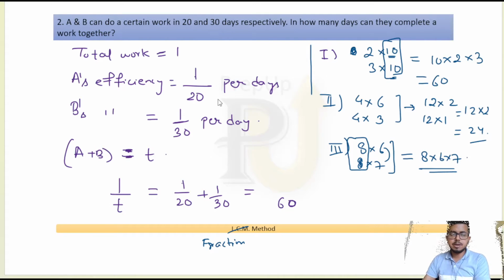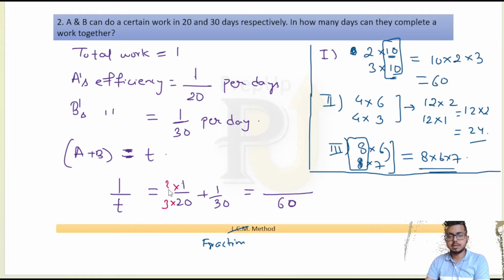Now coming to the original question, I would just put this apart. Now what are we doing here? 60, we have found the denominator as 60. Now what do we need to do to make this first denominator as 60? I would have to multiply this by 3, and I would have to multiply this by 2. Now 3 plus 2 would come here.